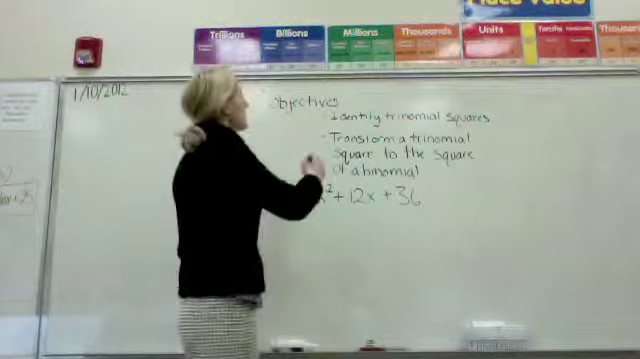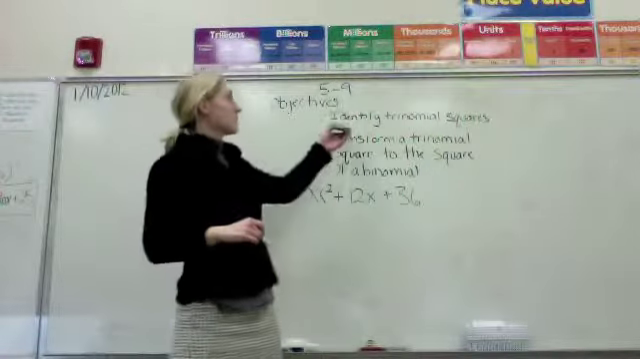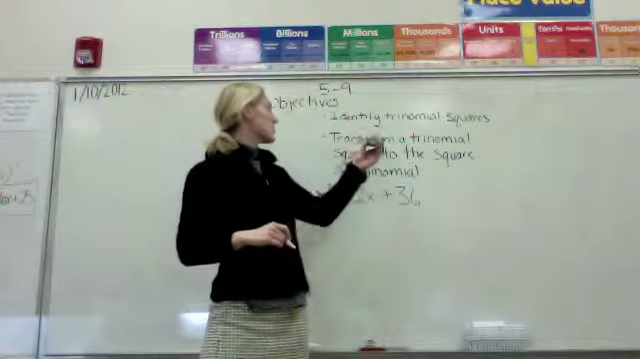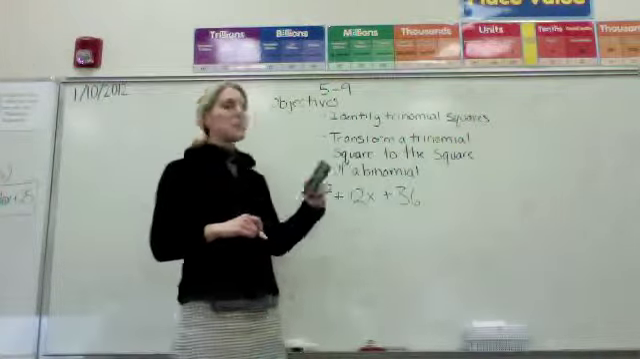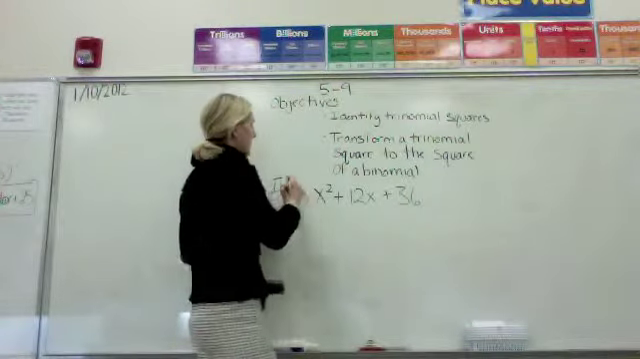So this is lesson 5-9 in your textbook, and the objective of this lesson is to identify trinomial squares and then to transform a trinomial square to the square of a binomial. Let's look at an example as we get into this, okay?